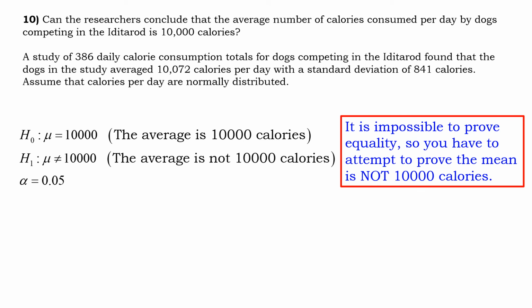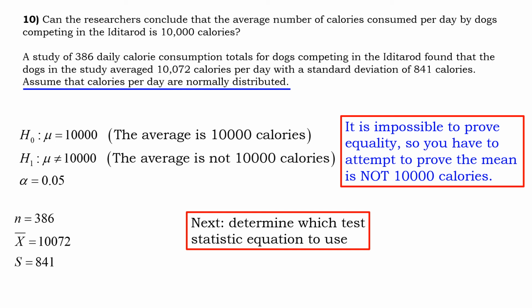We have the same information that we had a minute ago in the previous example. We have 386 observations, which had a sample average of 10,072 and a standard deviation of 841. So n, x bar, and s are known. We have to figure out our equation. To do that, we have to know that they're normally distributed. That comes into play, or at least it can come into play depending on the situation we're in.